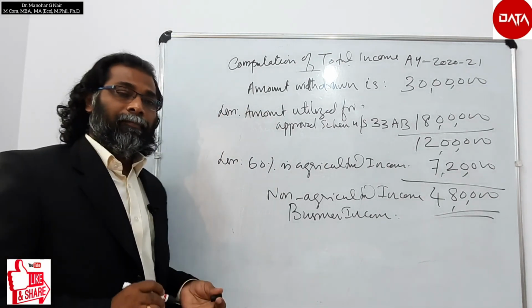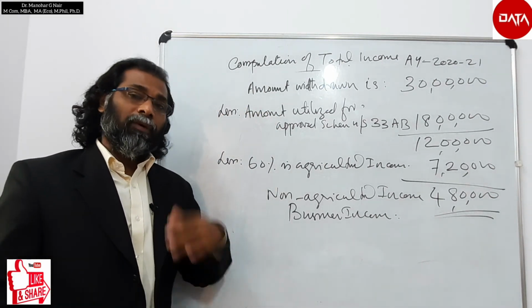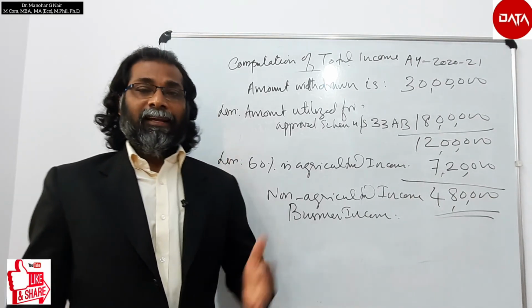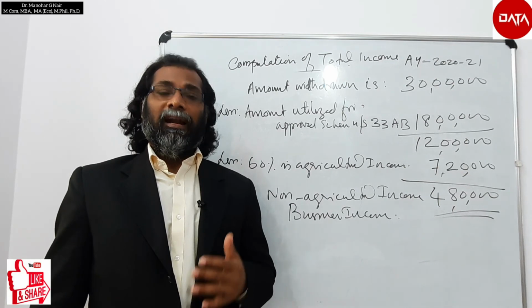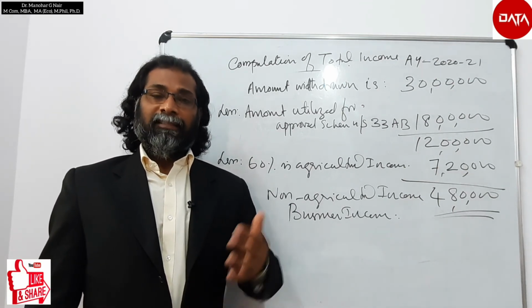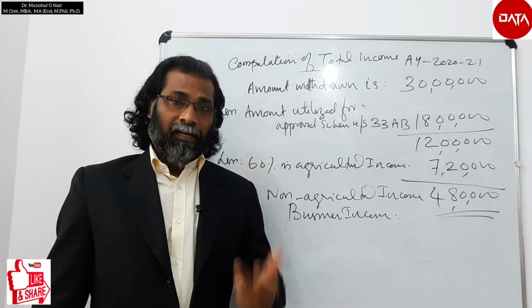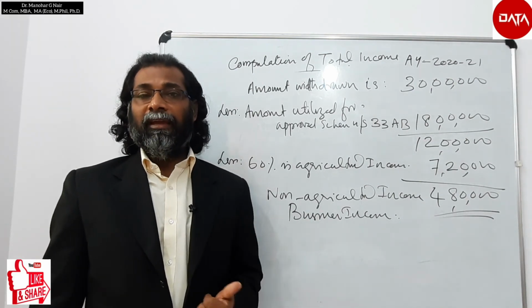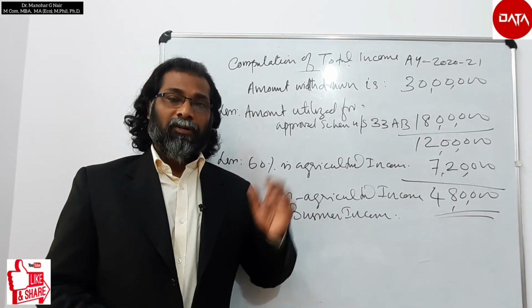Hope it is clear. So this is how we have to work out the deductions eligible under the various sections, that is according to section 30, 31, 32, now it is 33AB. So I hope this concept is clear.